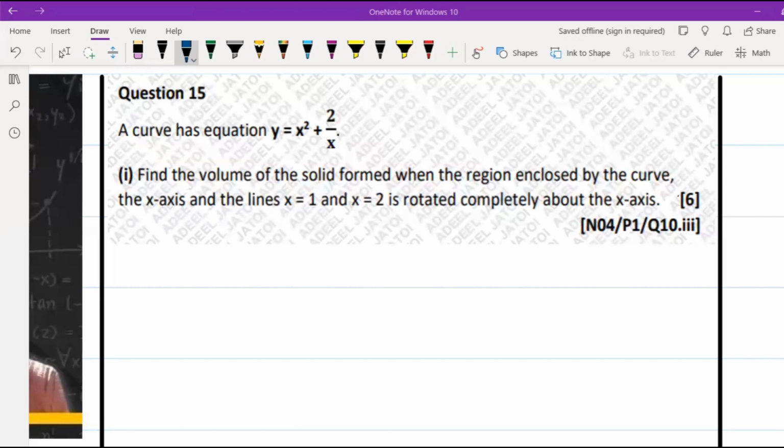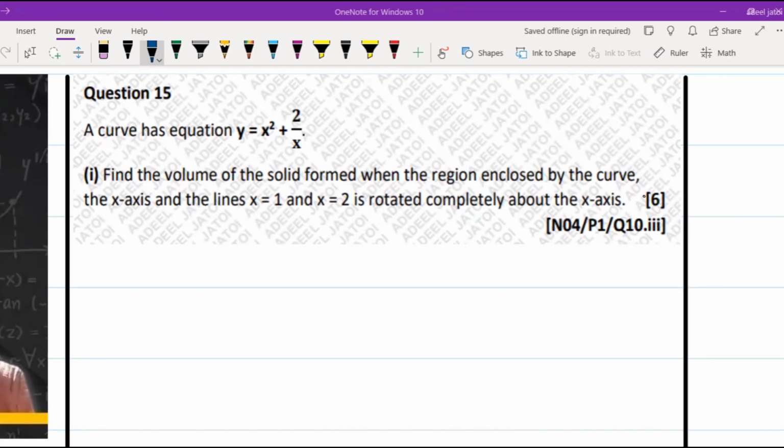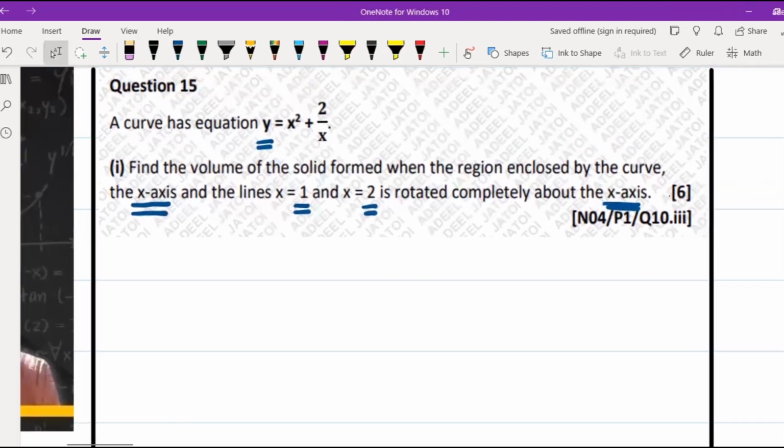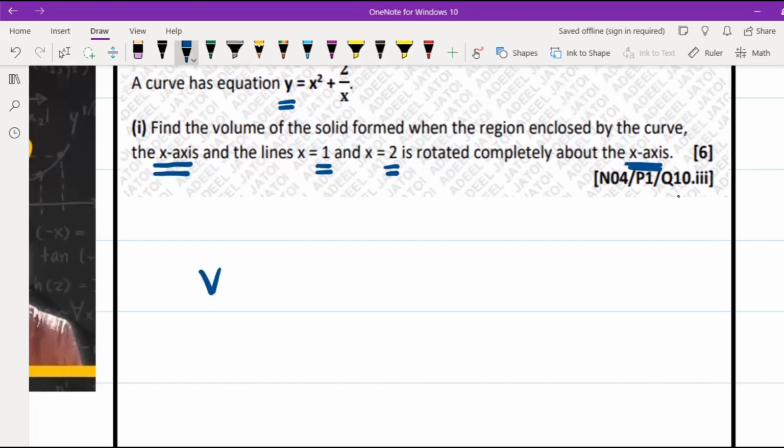So here's the question from November 2001, paper 1, question number 10. A curve has an equation of y is equal to x square plus 2 upon x. Find the volume of the solid when the region enclosed by the curve, x-axis, since x-axis is there, we will obviously be squaring y, the line x equals 1, so the lower limit is 1, the upper limit is 2, is rotated completely with what? X-axis. Now you need to understand that since it is rotated by x-axis, your volume will always be pi, your integration with upper limit, lower limit, and you will be doing y square.